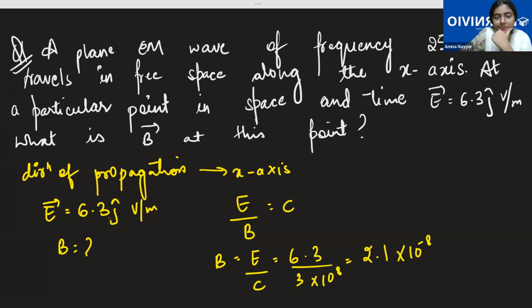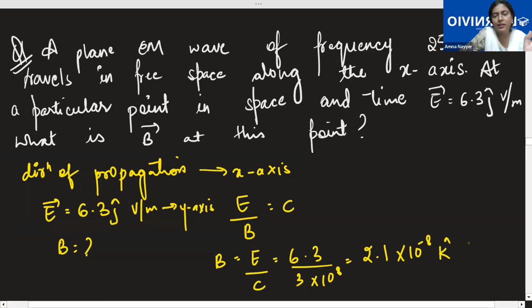Which axis, Safrina? Electric field's axis. Why? Y-axis, j cap is given, no? Ali, axis of magnetic field. Yes, Ali? Z-axis, correct. Magnetic field will be z-axis. So you can write this as k cap Tesla.